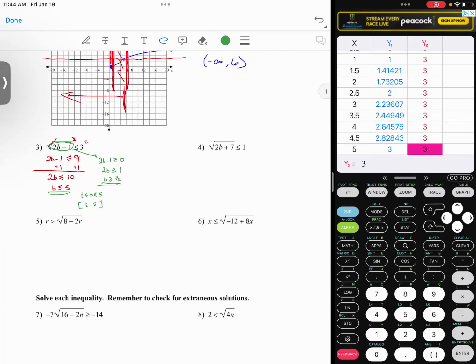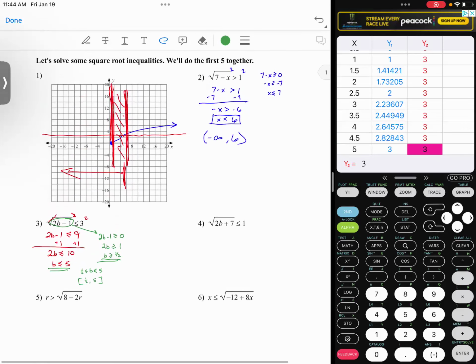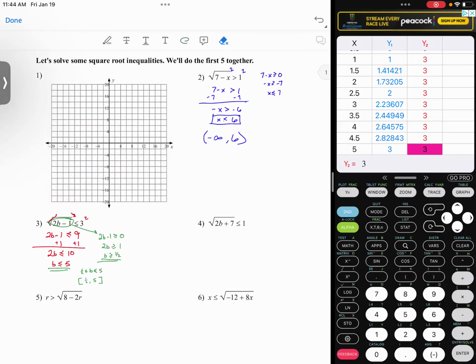All right, let's skip to one that gives us a quadratic. Skip down to number 5. Get rid of all that.